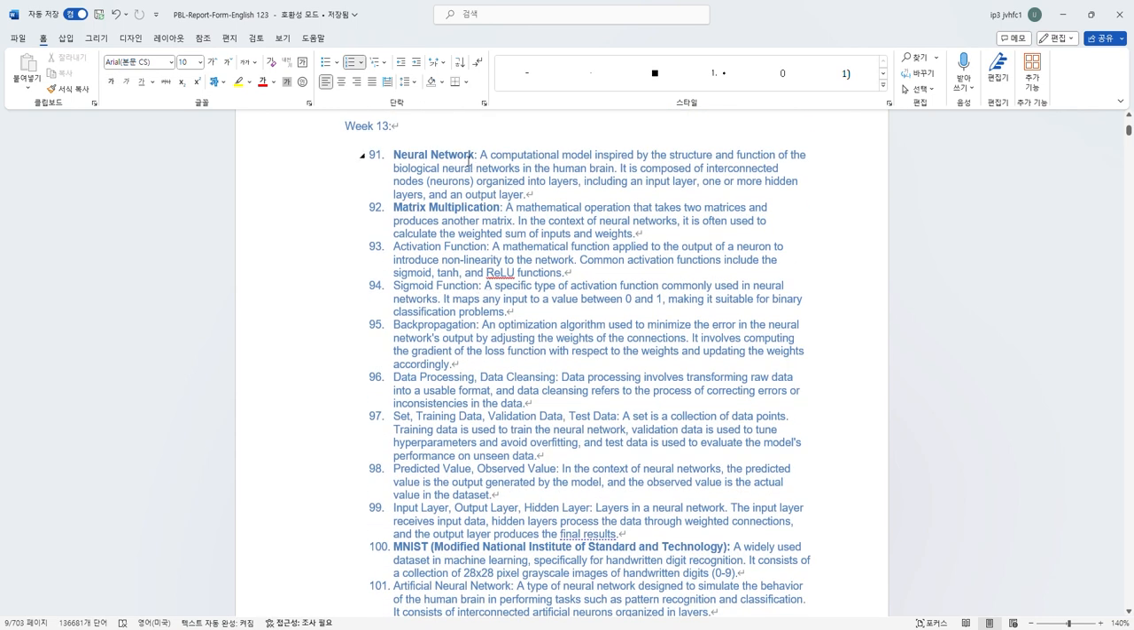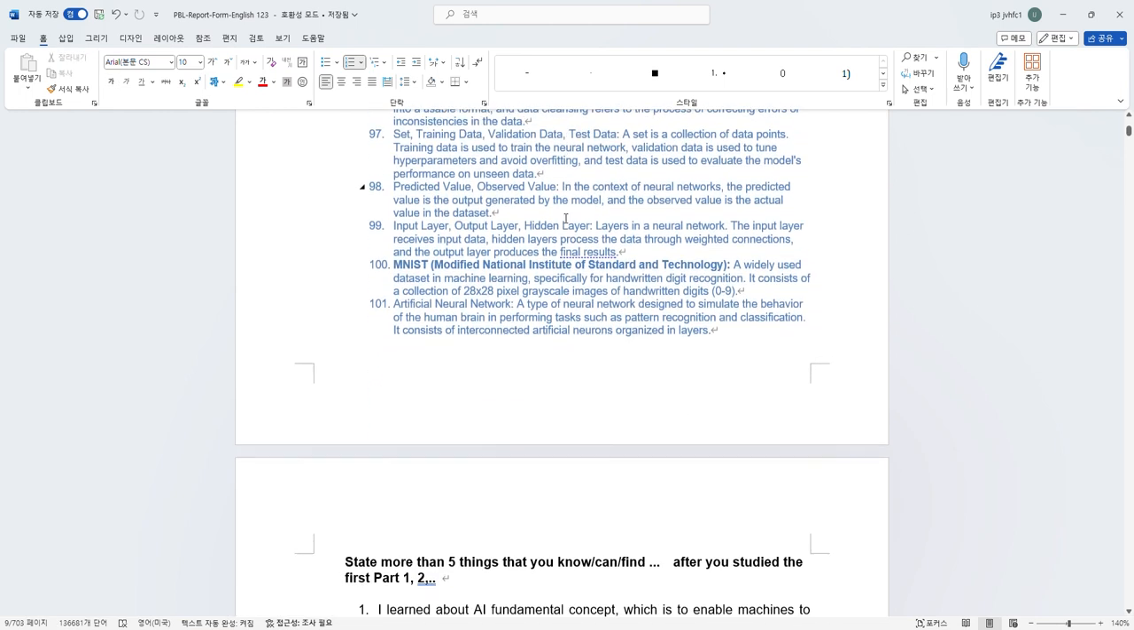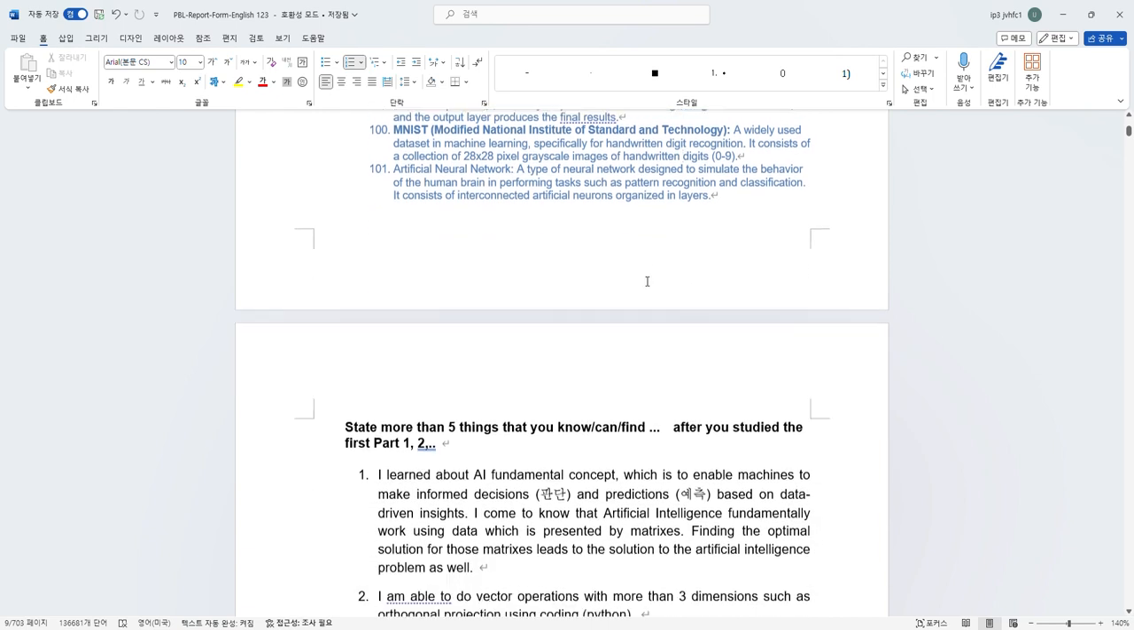In week 13, I learned about neural networks, which are computational models inspired by the structure and function of the biological neural network in the human brain. It is composed of interconnected nodes or neurons organized into layers, including an input layer, one or more hidden layers, and then an output layer. I also learned that matrix multiplication is an important concept in building neural networks. And I also learned about MNIST, which is a data set in machine learning, specifically in handwritten digit recognition. It consists of a collection of 28 by 28 pixel grayscale images of handwritten digits.